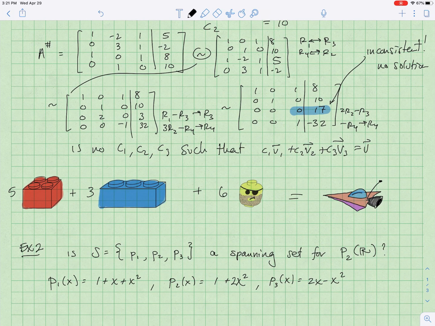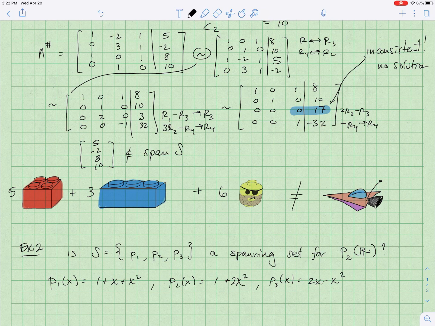Let's rewrite that here. (5, -2, 8, 10) is not a member of the span of S, or is not in the span of S. So that means that there is no combination of red bricks, blue bricks, and pirate skulls to make my ship here. Not going to happen. I don't have the bricks necessary to build the ship. We'll take a look at the next example in the next video.